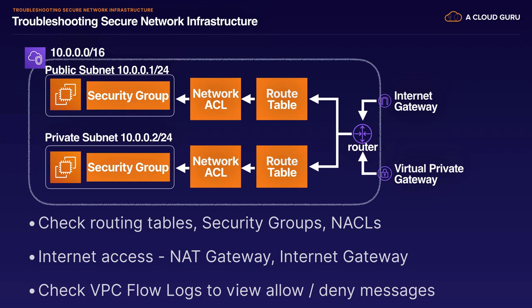You also need to double check that your security groups and your network access control lists are permitting the traffic. And finally, you can always use VPC flow logs to check the traffic flowing into and out of your VPC. When you view the flow logs, you'll see either allow or deny. If you see any deny messages, then that's going to give you a clue as to where the problem might be.